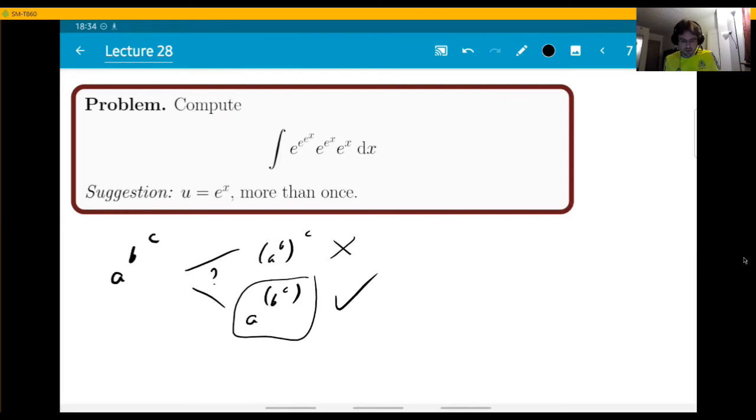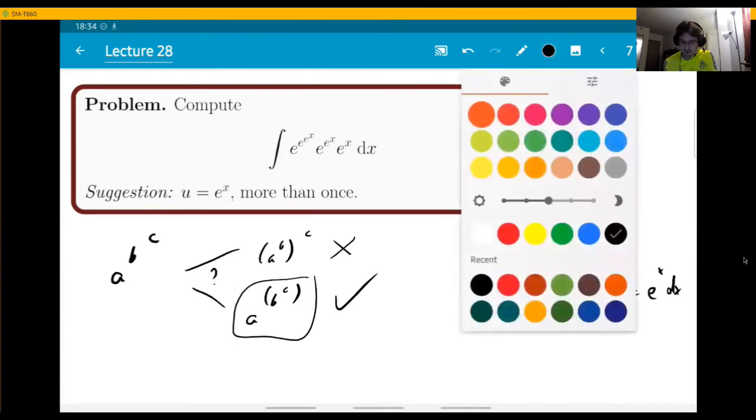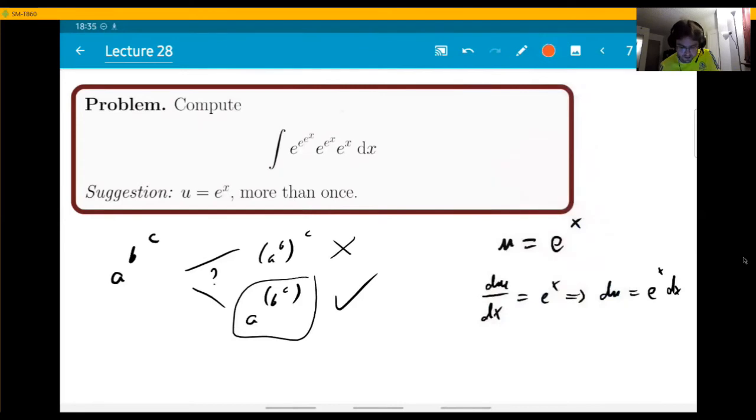So, okay, we have this integral. They're telling us try to use u equals e to the x. So let's do that. du dx, the derivative, is e to the x, which means du equals e to the x dx. So what are we going to do with that? Go back to the original function. We see e to the x here, that we can change to u. We also see it here. This is also a u.